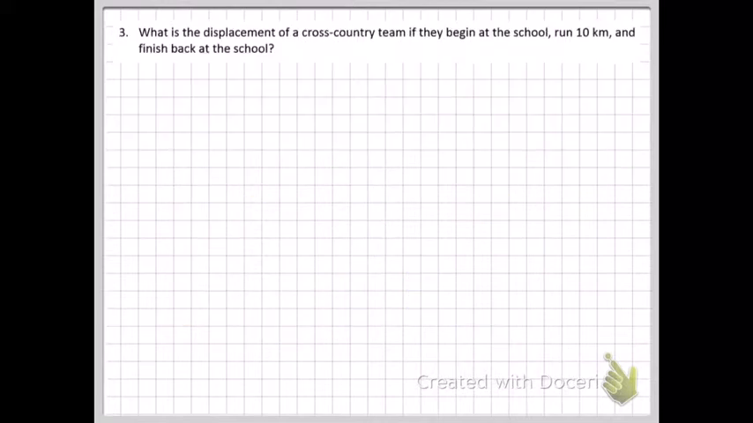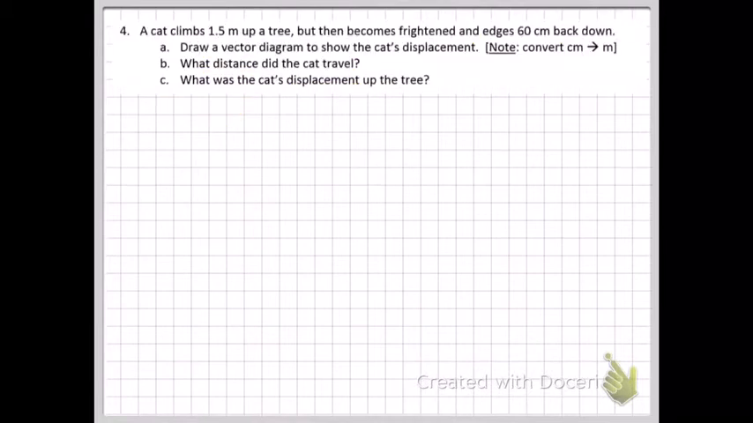The next one: what is the displacement of a cross-country team if they begin at school, run 10 kilometers and finish back at school? This is another example of finishing at the same place you start, which means your displacement is 0 kilometers. Example 3.